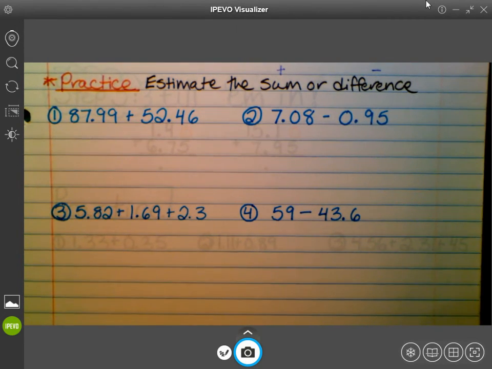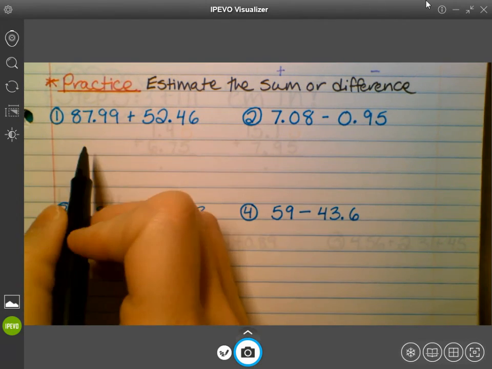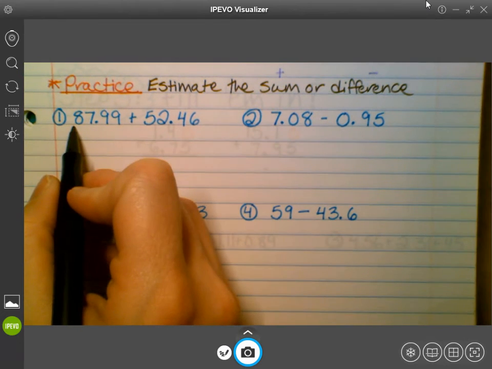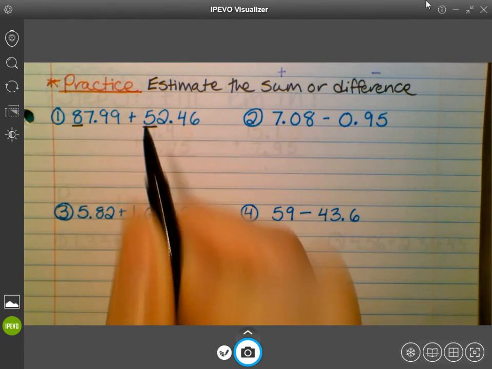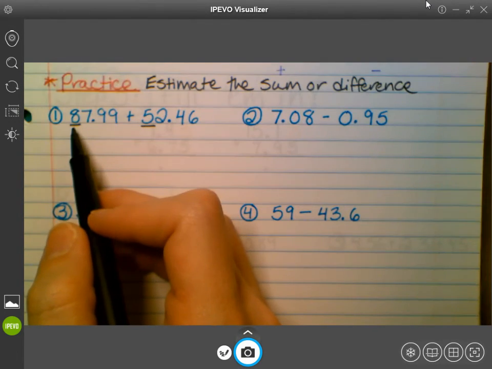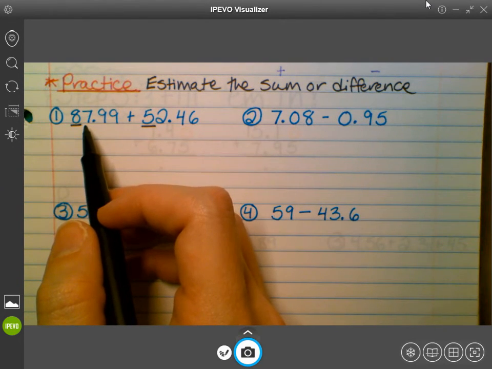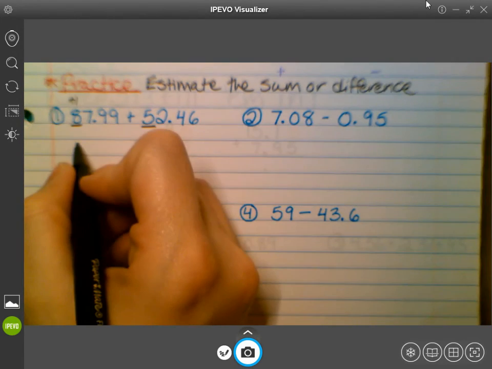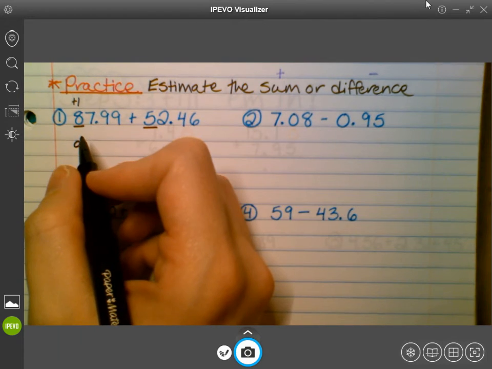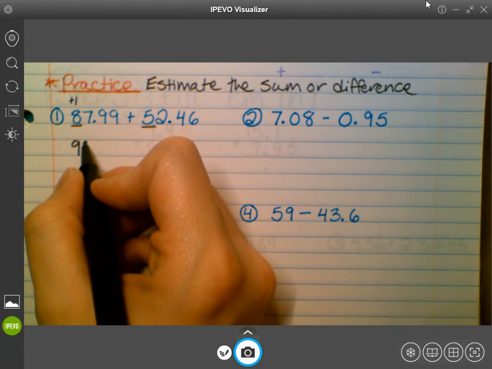So we know first step is we need to round each number to the largest place value. So for number 1, our largest place value in our first number is the tens place, so I'm going to underline the 8. And the second number, it's also the tens place, so I'm going to underline the 5. Now that I've marked the places that we need to round, I'm going to look next door. There's a 7 here. Remember, if it's 5 or more, we add 1 more. There's a 7 that's larger than 5, so I need to add 1. So 8 plus 1 is 9. Everything after becomes zeros.